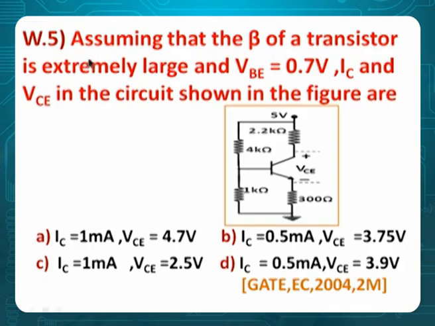Problem 5. Assume that the beta value of a transistor is extremely large. Once again, the value is extremely large. VB is 0.7, IC and VC in the circuit we should calculate.